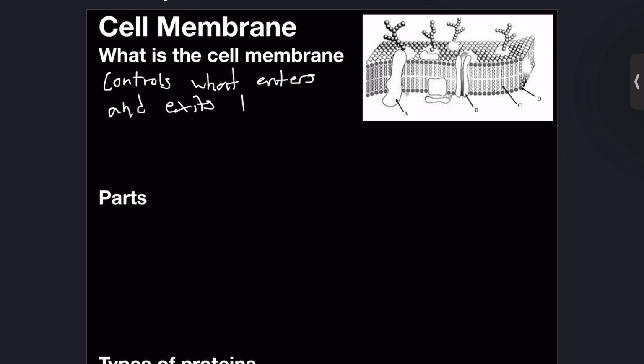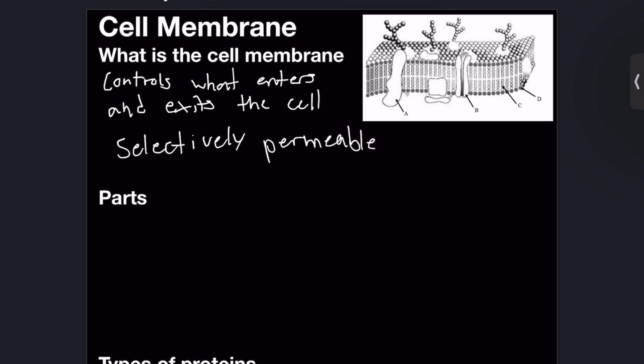The other key thing you want to remember about the cell membrane is that it is selectively permeable, which means that it selectively chooses what substances can enter and leave the cell. It allows small and nonpolar molecules to enter and exit the cell, which are small enough to go through the phospholipid bilayer, while large and charged or polar molecules cannot just diffuse through.